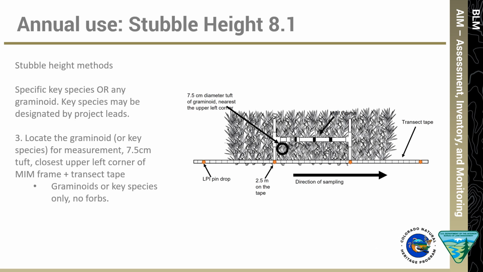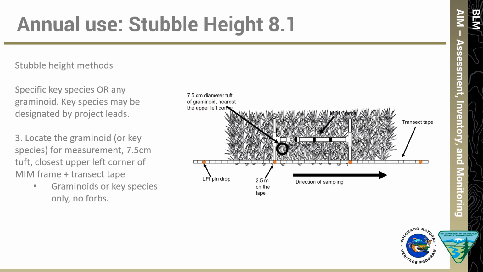Stubble height may be measured on specific key species identified by the monitoring objectives of a site or project, or stubble height may be measured on any graminoid closest to the corner. Make sure to check with your project lead to determine whether stubble height will be measured on any graminoid or on specific key species. Step 3 is to locate the graminoid or key species for measurement.